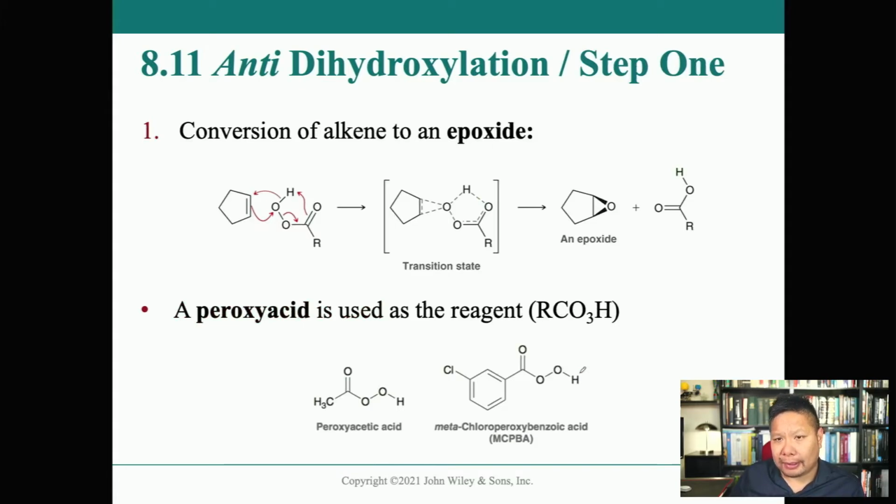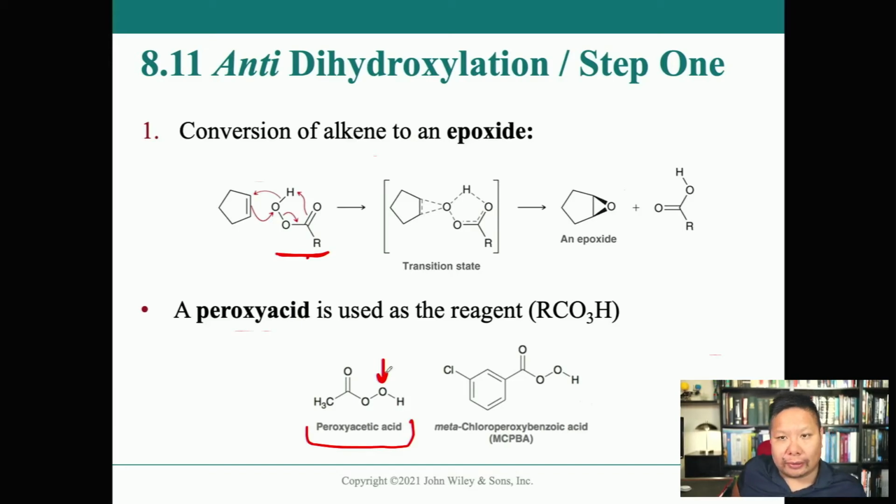So let's talk about the mechanism for that reaction. First thing to do is to actually create the epoxide. And what's being used here as the reagent is a peroxy acid. Specifically, the peroxy acid is peroxyacetic acid. Notice that it looks a lot like acetic acid, except that there's an extra O right there, and that's why it's called peroxyacetic acid.